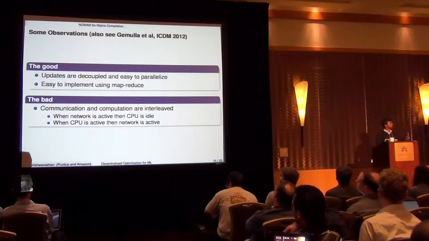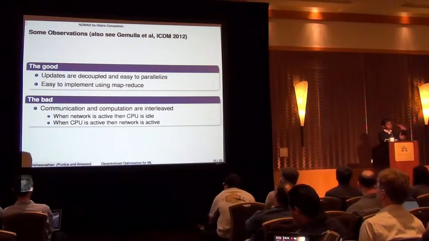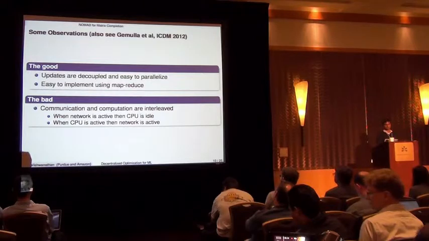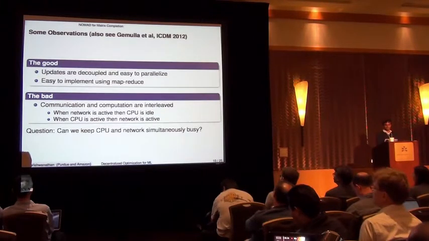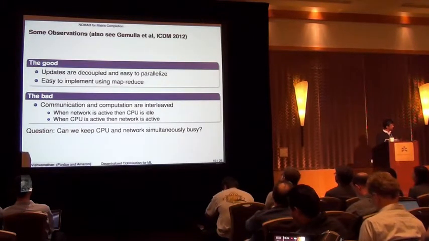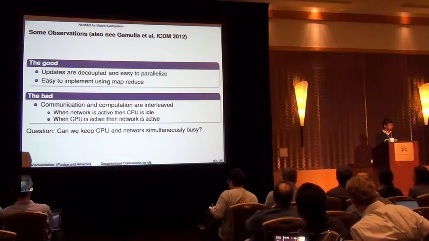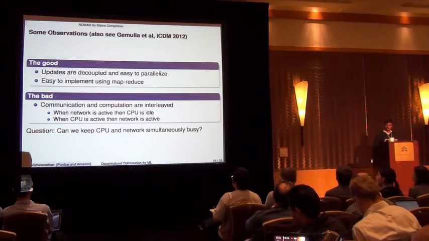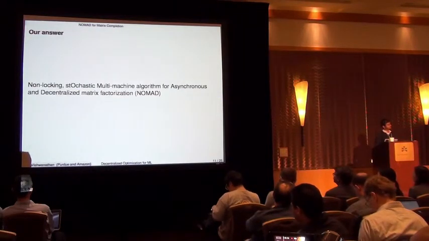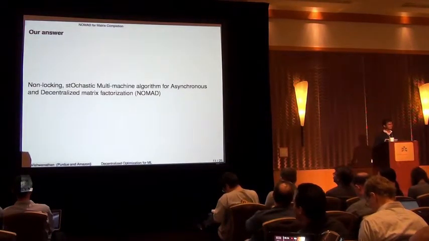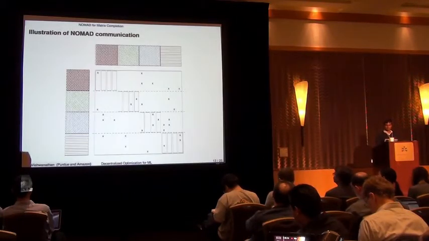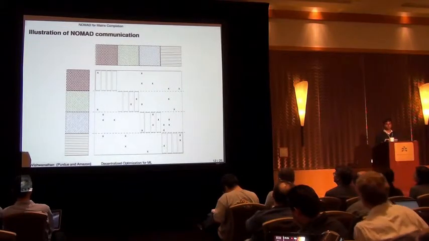So basically, you're hammering your network, then your CPU, then your network, then your CPU. The question then becomes: is there a way to keep both the CPU and the network simultaneously busy in this kind of problem? Here is a simple solution which we call NOMAD. The name for this algorithm becomes clear in a couple of minutes. Here we start in the same way: you distribute your parameters. So here are all your user parameters.